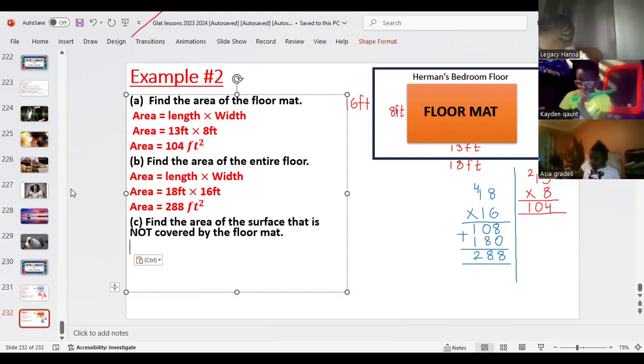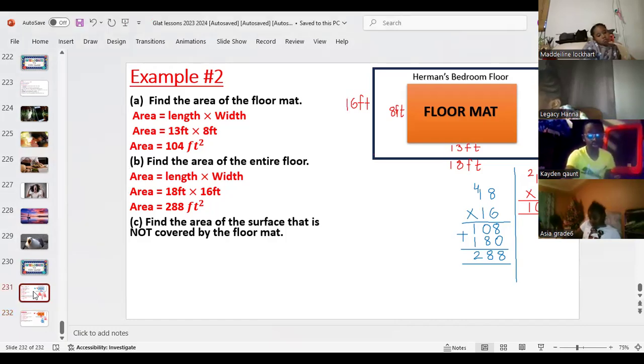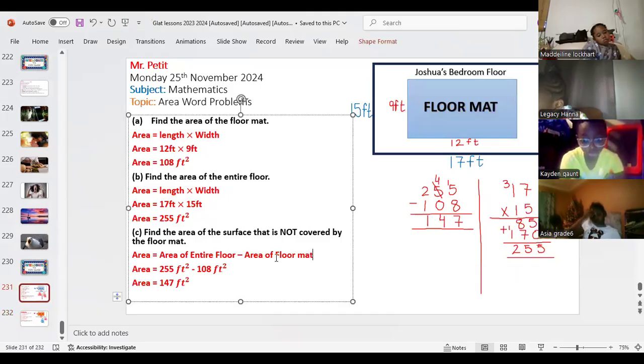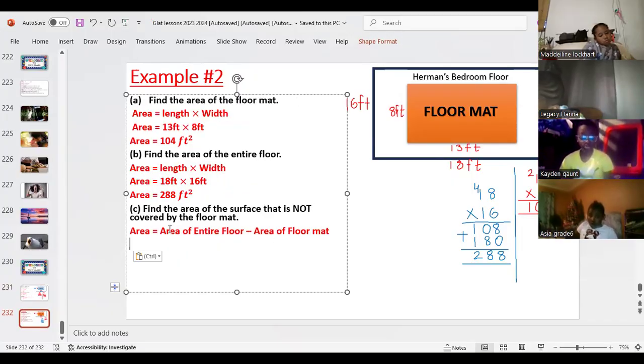What do we have to do? You're going to subtract your two answers. Very good. We have to subtract our two answers. So to find the area that is not covered, it's going to be the area of the entire floor minus the area of the floor mat.